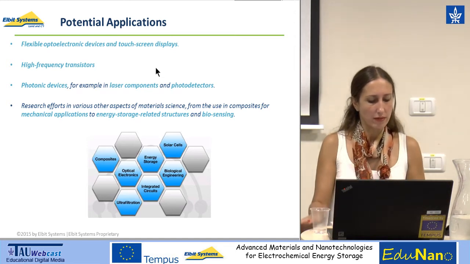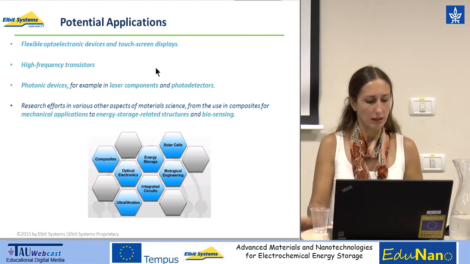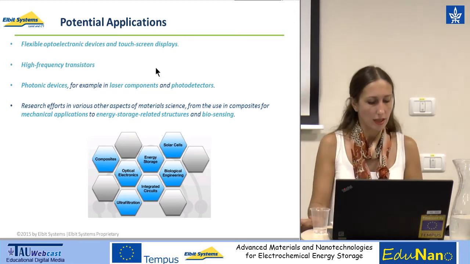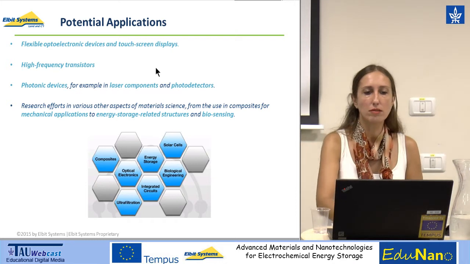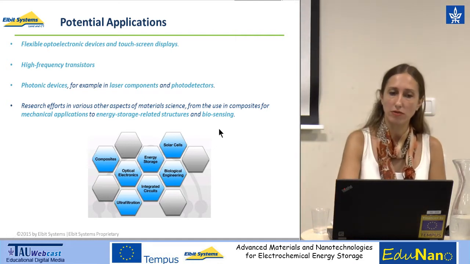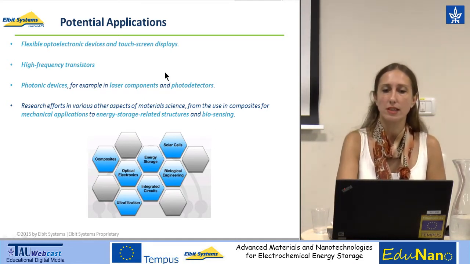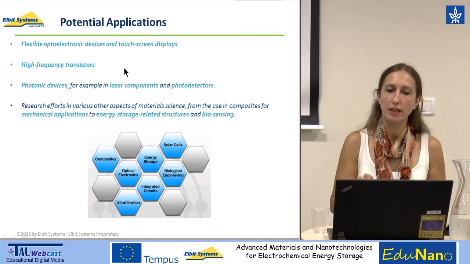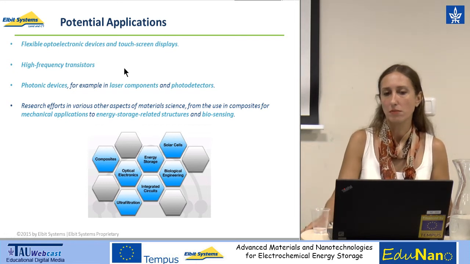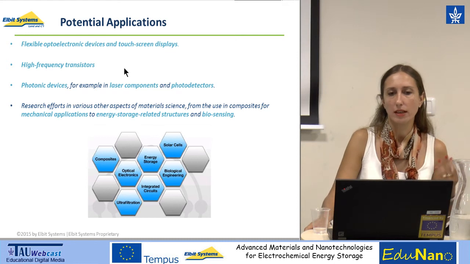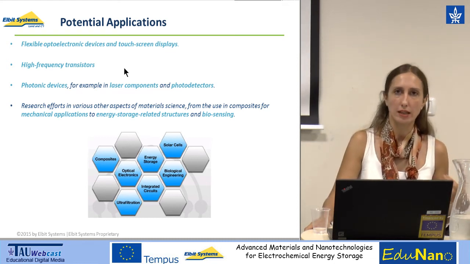So the combination of these two reveals the potential of graphene for spintronics, for example, and also, as you can see here, the area of electronics and spintronics and photonic devices, such as laser components and photodetectors, is the most emerging and potential applications that can be applied to graphene today.